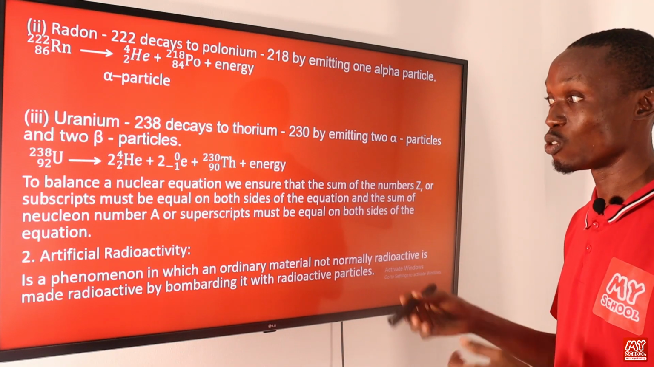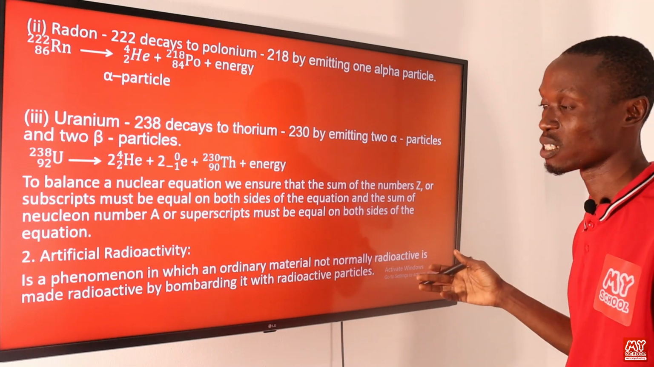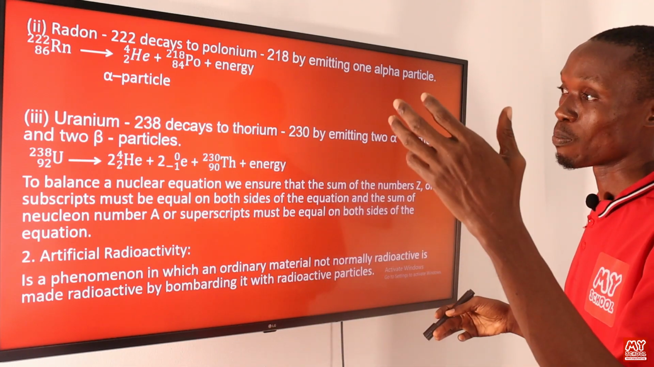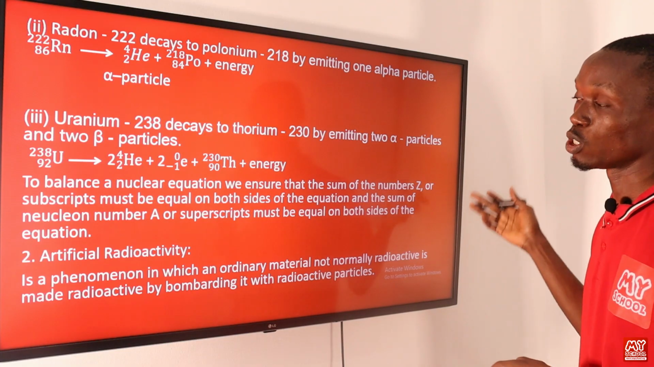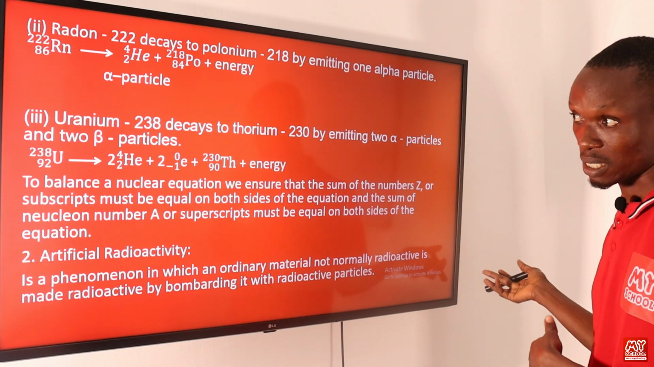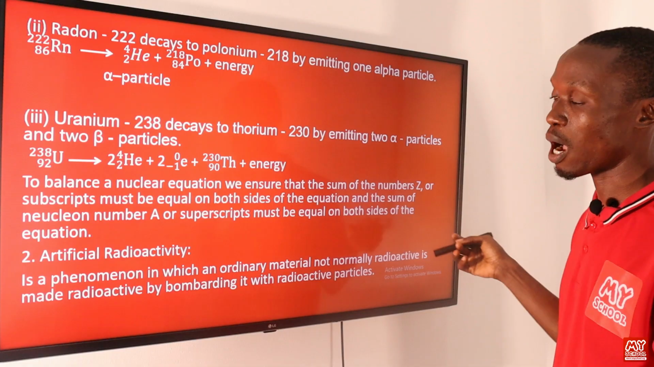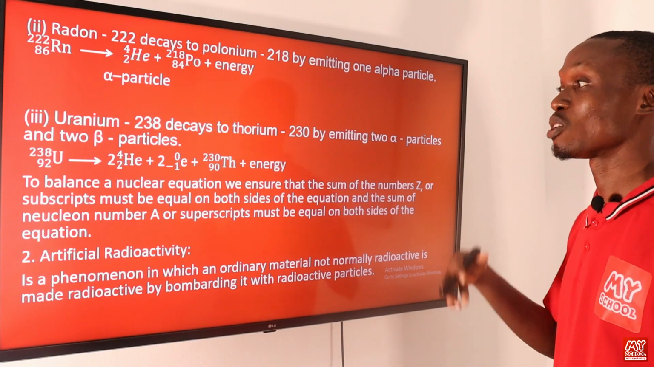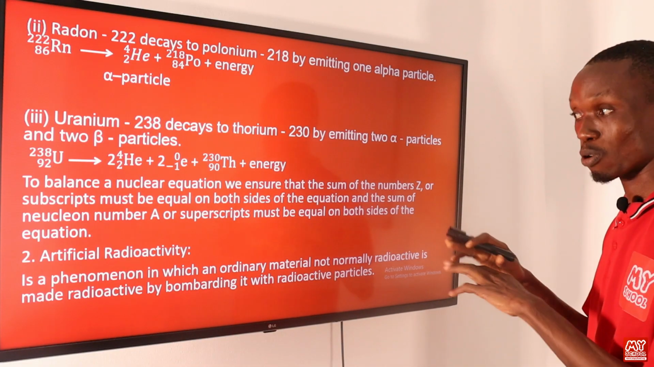That is how we balance a nuclear equation, just making sure that the nucleon number on the product side is equal to the nucleon number on the reactant side, and the atomic number on the reactant side is equal to the atomic number on the product side.